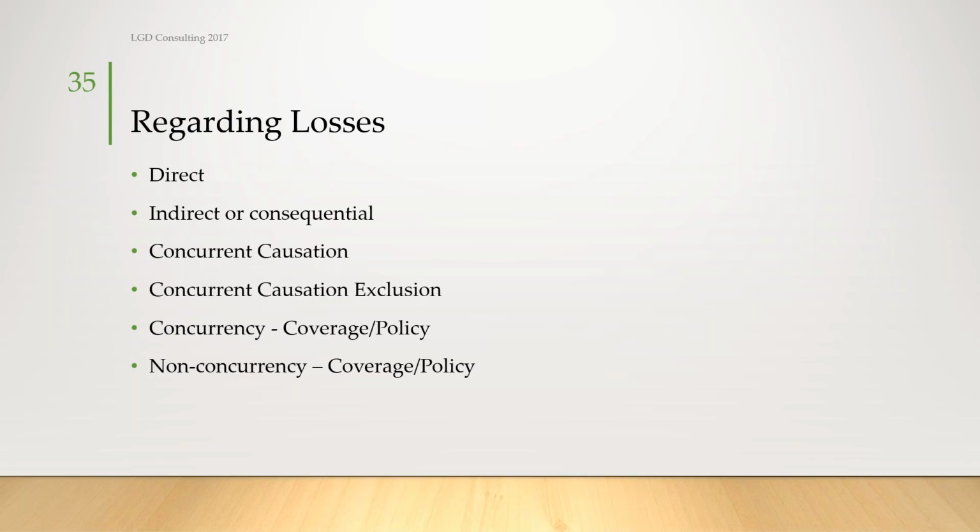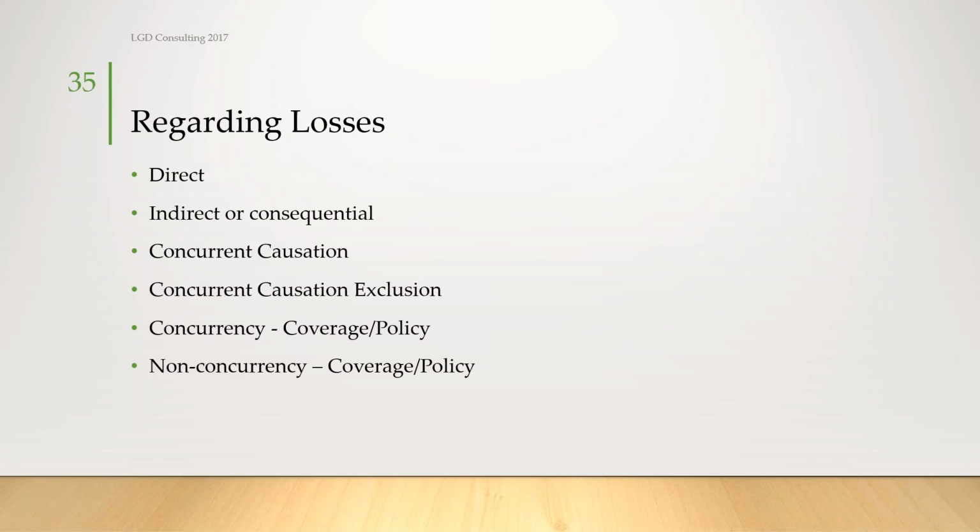Now the next one is concurrent causation exclusion. All right, so if you had an HO5, very liberal policy, it's an all-risk form, has a very limited list of exclusions. One of the exclusions is earthquake. Okay, but what's not excluded on the policy would be collapse. So collapse is a covered peril under an HO5, right? But earthquake is specifically excluded. So now we have two perils. Let's say earthquake rumbles through, causing your house to collapse, and causing a loss.